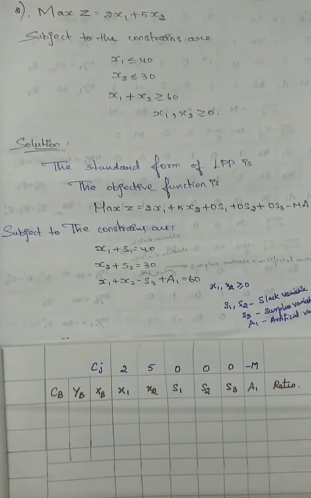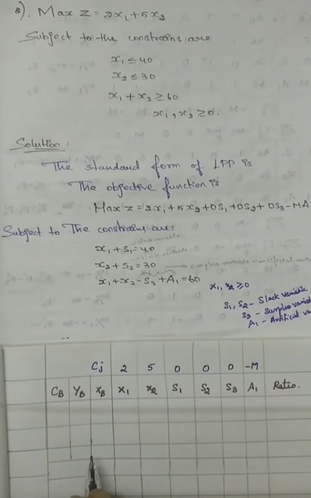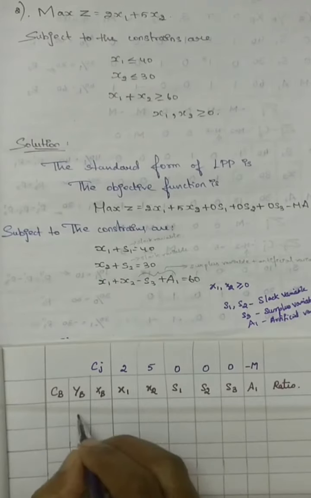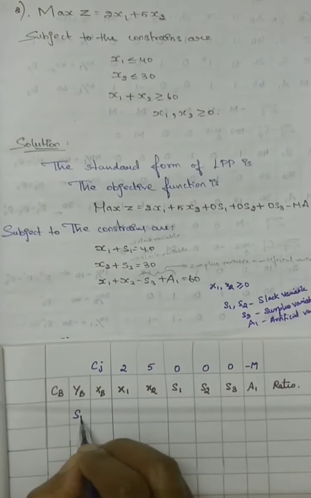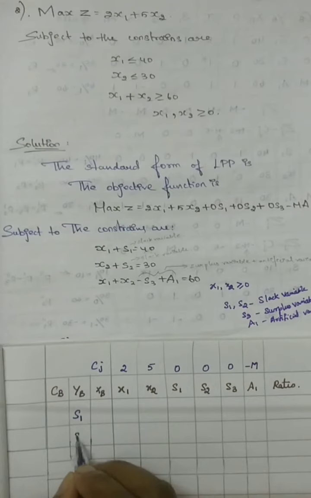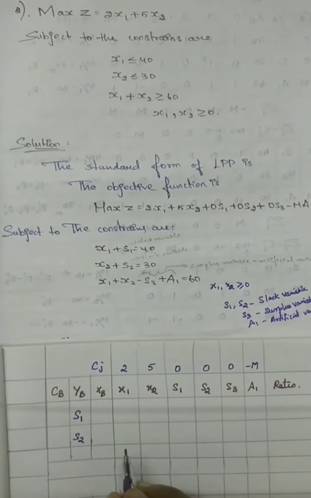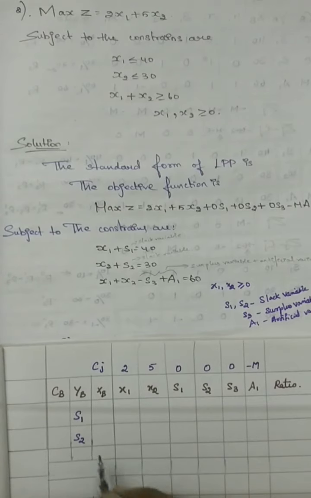Next you write the YB column. Always fill the YB column first. In the YB column only the slack variables and artificial variables are written. Don't write the surplus variable. So the slack variable for the first constraint is s1, and for the second constraint is s2. There is no slack variable in the third constraint; we have the surplus variable, so instead of the surplus variable you write the artificial variable.